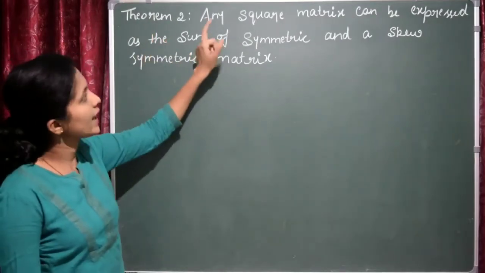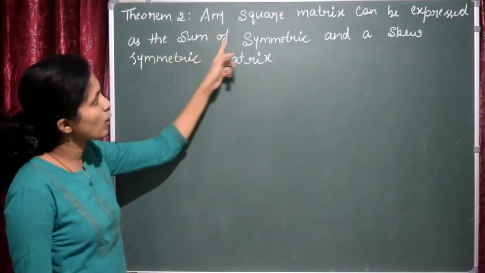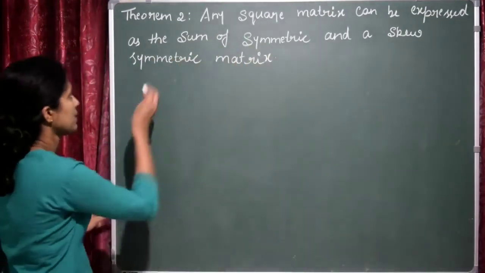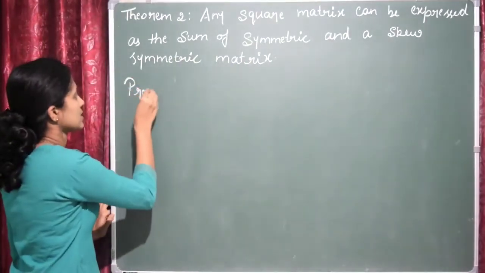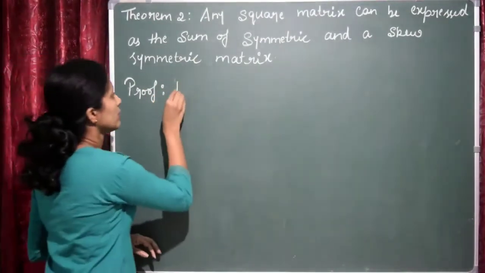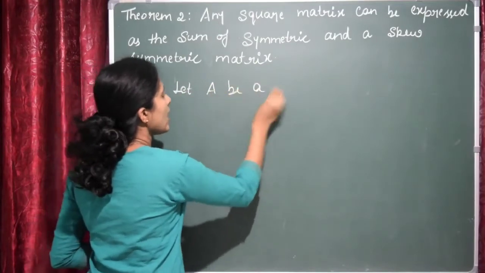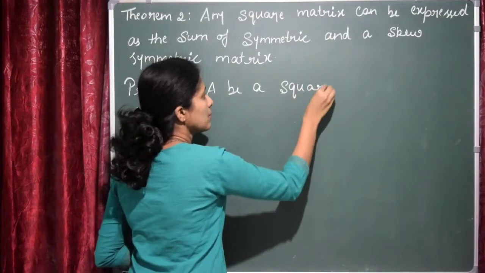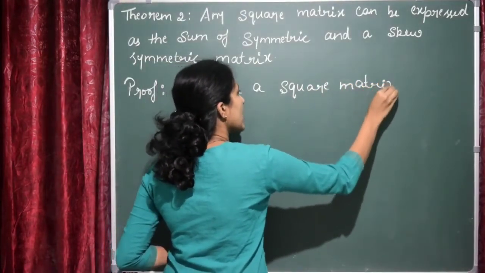The theorem says that any square matrix can be expressed as the sum of a symmetric and a skew symmetric matrix. We will consider the proof. Actually, this proof is not important, but we will consider it. Let A be a square matrix, any square matrix. We have considered one square matrix, A.